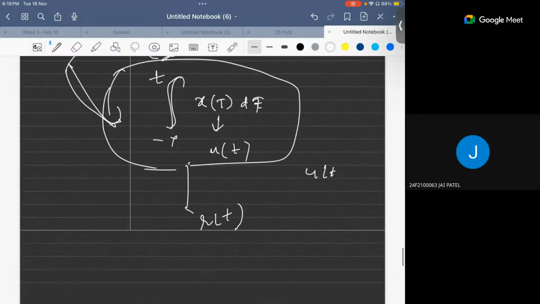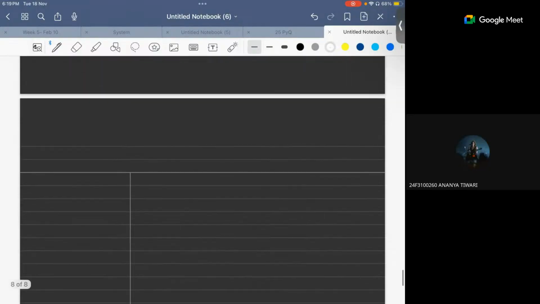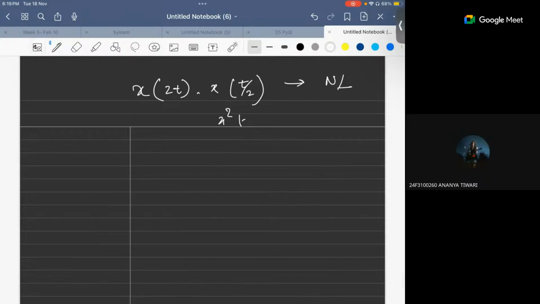So linearity is clear, right? Everybody? Any confusion in that? Okay, this is the last question. Let's say you have x of 2t times x of t. Is this system linear or non-linear? Non-linear, right? Because this gives you an impact of x square. So there is a multiplication operation, and that will make the system non-linear.